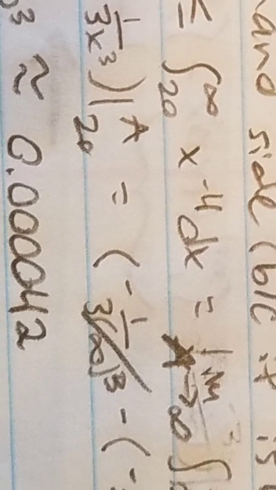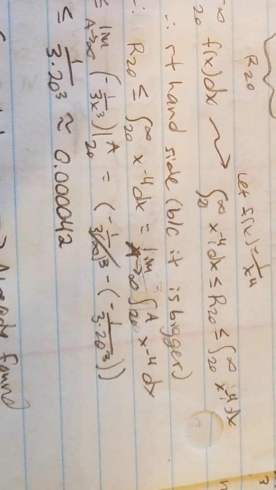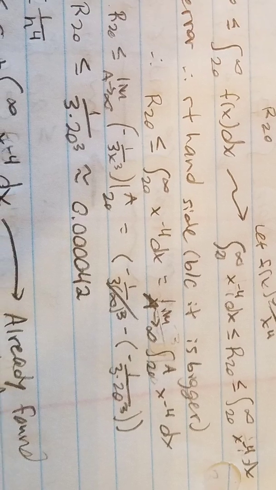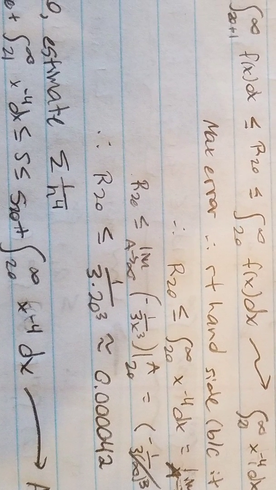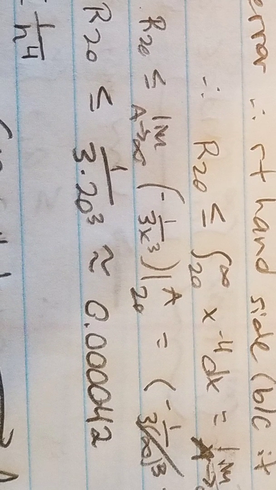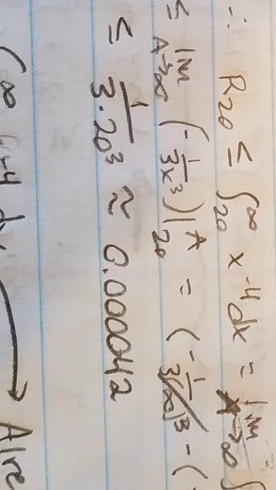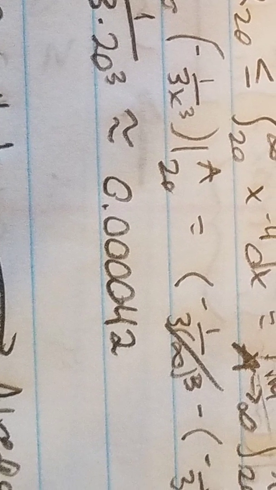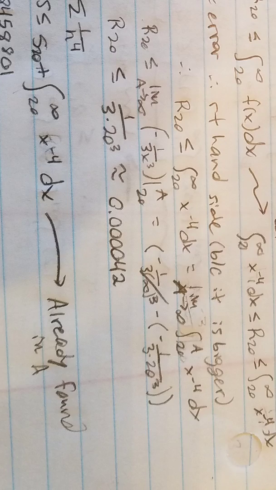I'm not going to insult your intelligence. You can solve this by yourself. Minus a negative 1 over 3 times 20 cubed, which just becomes 1 over 3 times 20 cubed, which is approximately 0.000042. So that's how much remainder you have. You have a pretty accurate answer. It is accurate out to 4 decimal places before there is any difference at all.